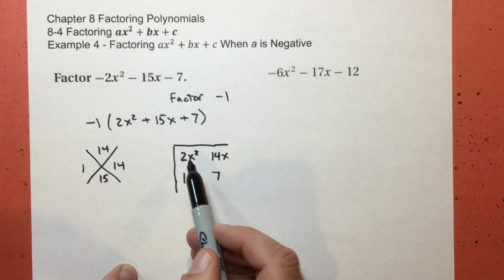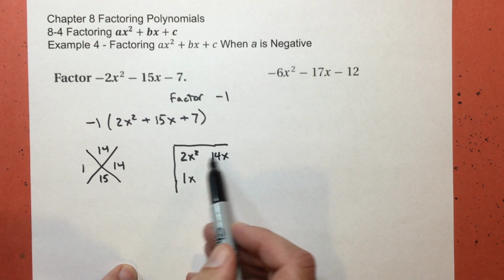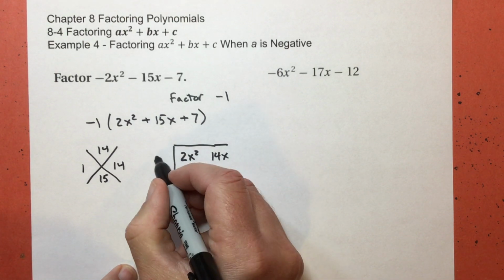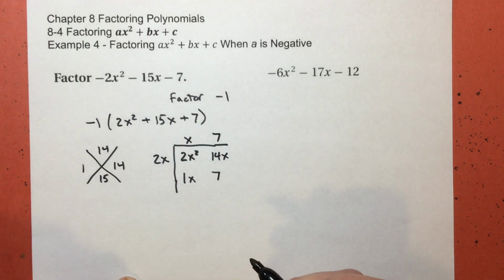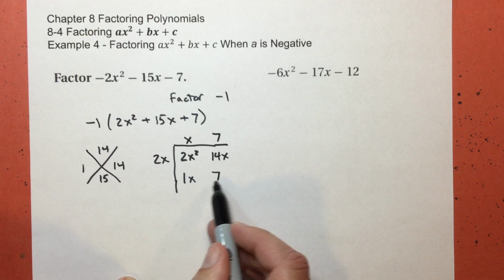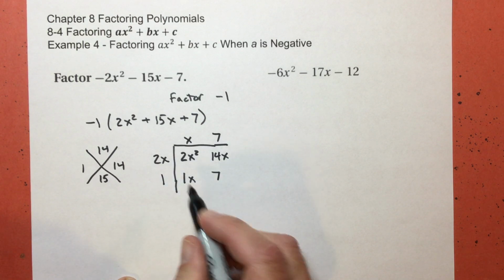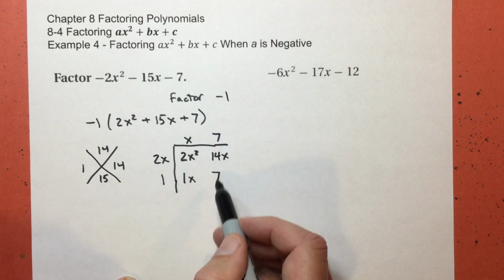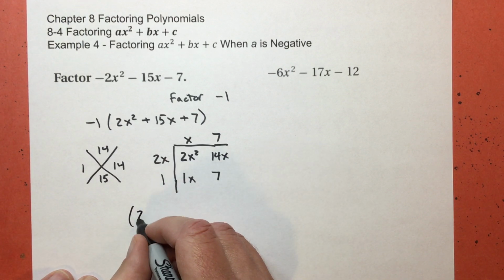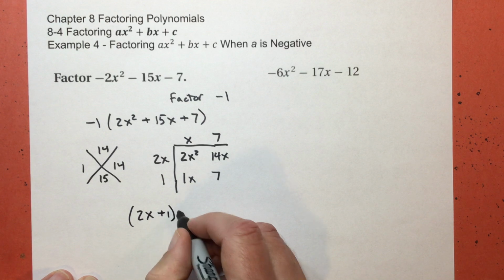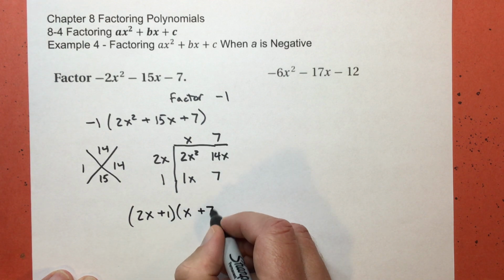Just like the other problems we did, the common factor across this row is 2x. So I put 2x here. That leaves the other x, and that leaves a 7. The common factor between these two is just 1. 1 times x is 1x, and 1 times 7 is 7. So my factored form is going to be 2x plus 1 times x plus 7.